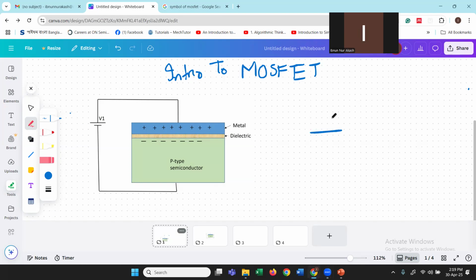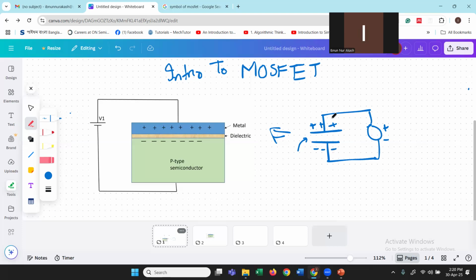In general, a capacitor has two metallic plates. In between, we use a dielectric material. And now if I apply a voltage around it, then the positive charges and the negative charges will be accumulated on the surface of the capacitor plates. The same idea is used to build a MOSFET.